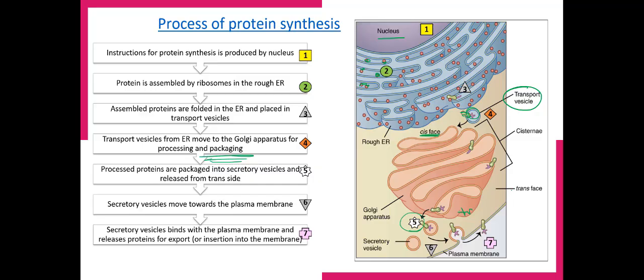This is the trans face over here. So it gets released and repackaged again into secretory vesicles. The secretory vesicles then transport the packaged proteins to the plasma membrane, where they can be released to either be inserted into the plasma membrane or to be exported to be used outside of the cell, right? So this is a mechanism to produce proteins, to transport them, and to release them to where they should go. We're going to talk about this in a little bit more detail in the next lecture.